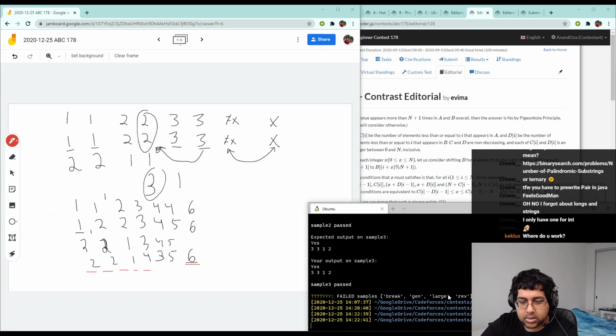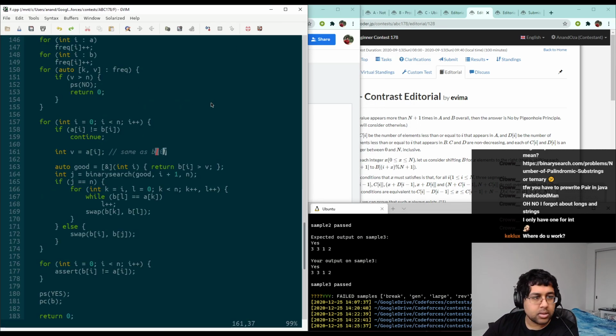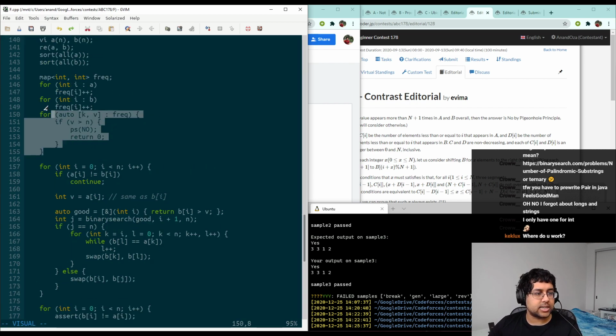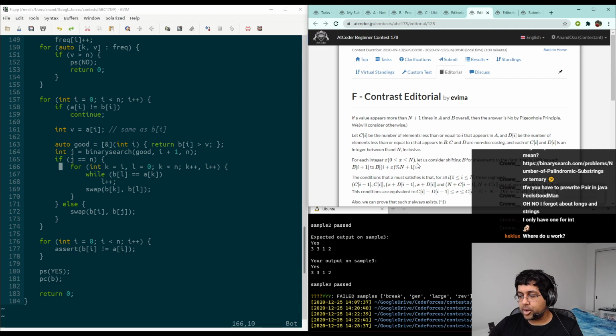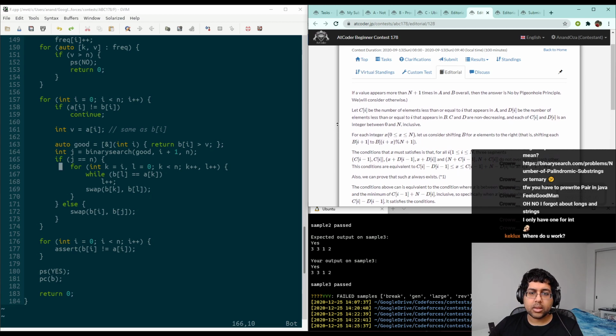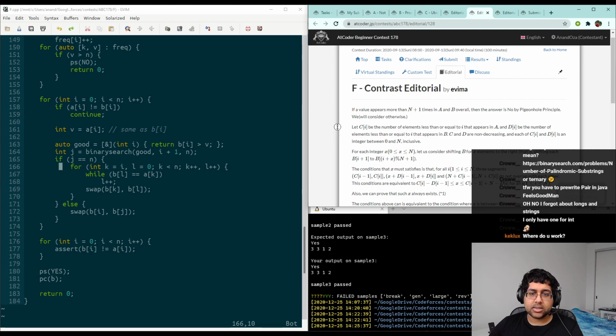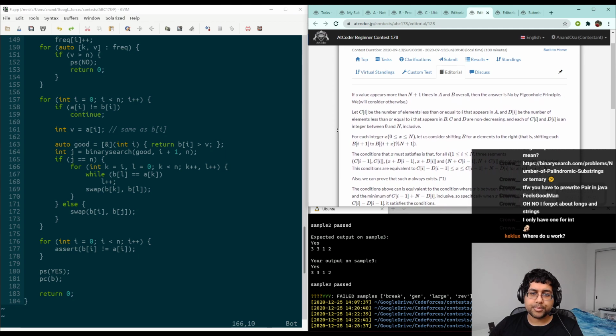And that's what I have here in my code. First, I check to see if anything appears too many times, and I print no. Then, if you don't need to swap something, you just move on. And then if you do need to swap, I find the first element that's greater than it. And if none exists, that means that we're at the largest element, and then I just swap with stuff from the beginning. Though I'm not completely sure why this works. So let's see if this has a more elegant explanation.